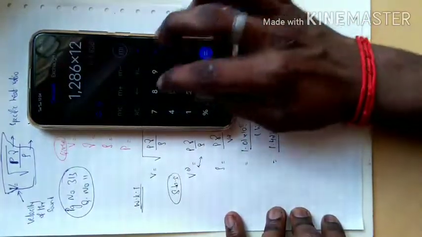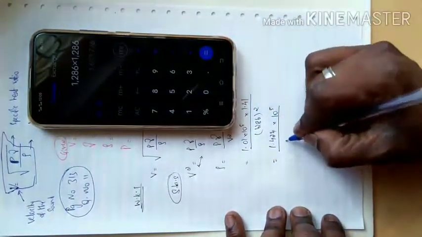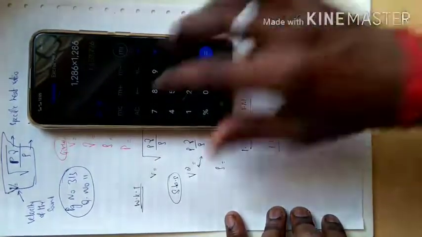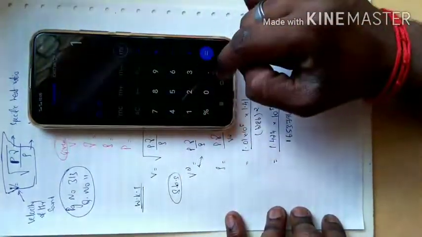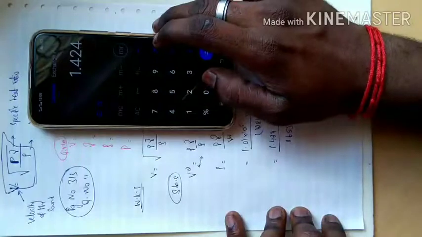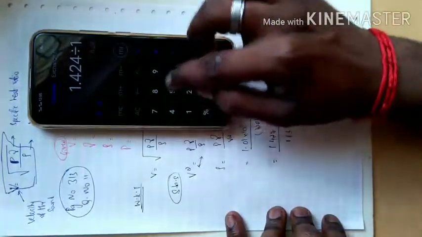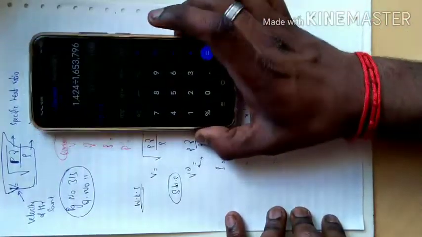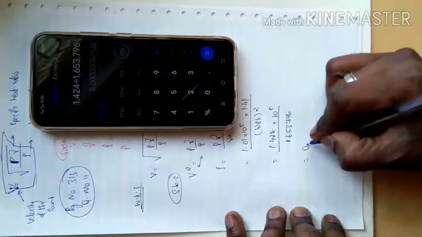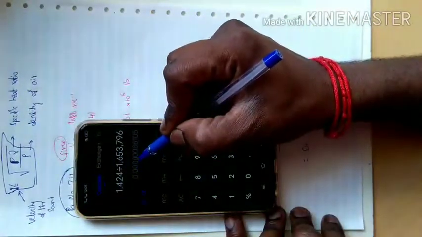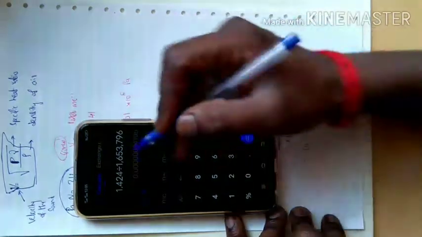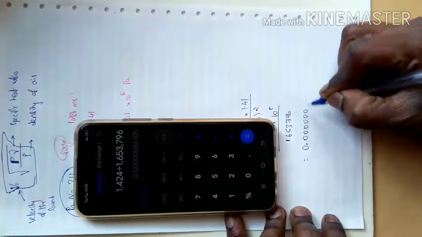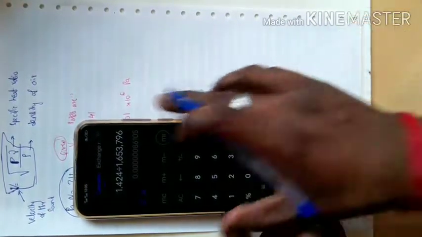1286 into 1286, you will get it as 1653796. If you divide 1.424 by 1653796, you will get it as 0. How many zeros? 1 2 3 4 5 6 zeros, and then 0 8 6 1. This is what you will get there.